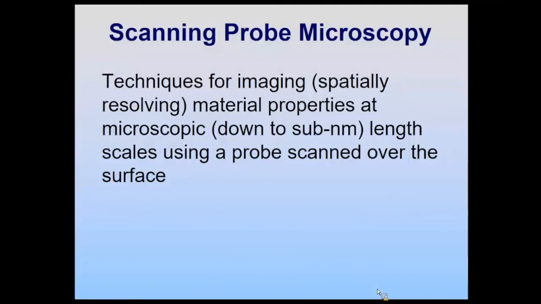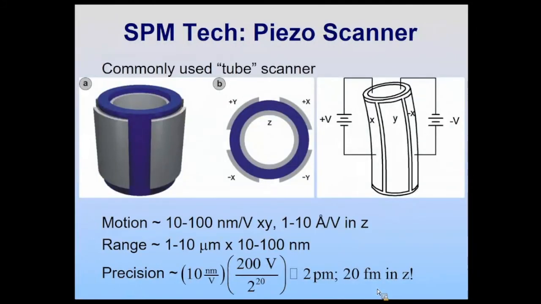This, I think, summarizes nicely what SPM is: it's a technique for imaging, which means spatially resolving materials, down to sub-nanometer length scales using a probe which is scanned over the surface. Let's break this into parts. First of all, there's the scanning part, and for scanning technology, we use a piezo scanner, typically tube scanners, at least in the instruments that I've mentioned so far.